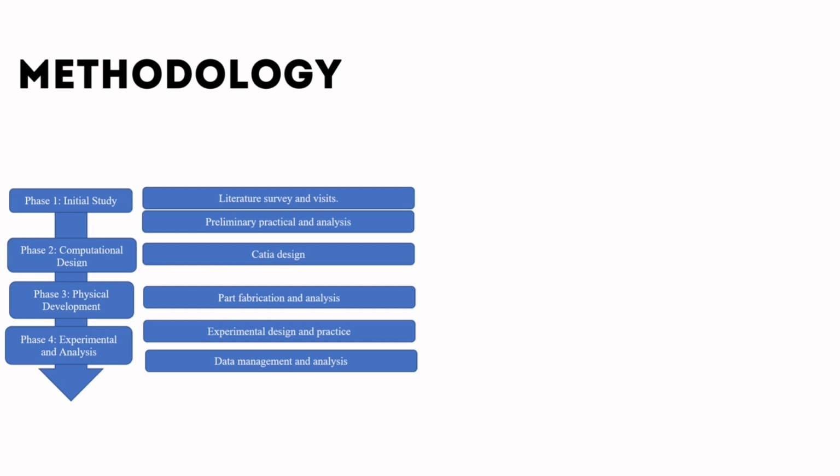For methodology, we have four phases that need to be done. First, initial study. For this phase, we do some literature survey and visit, and also preliminary practical analysis. For the second phase, which is computational design, this is where we design the whole system using CATIA software. Third phase is the physical development phase, where we fabricate the system. Lastly, the fourth phase is where we do experimental and analysis.